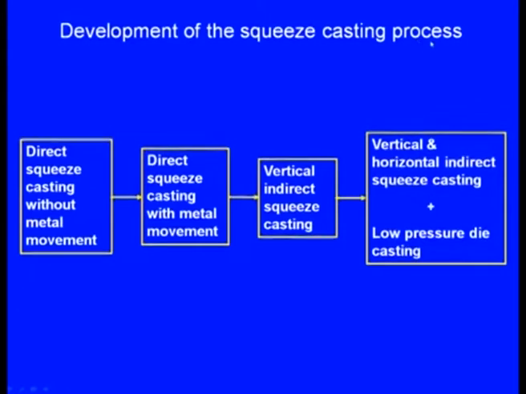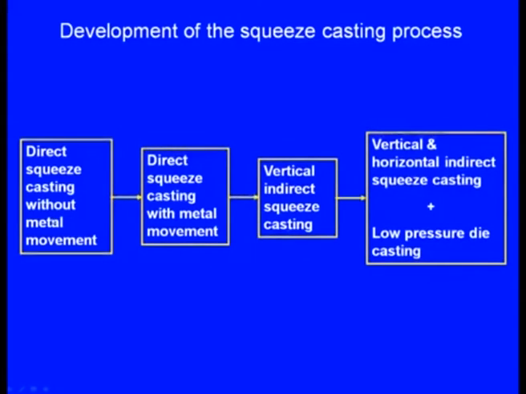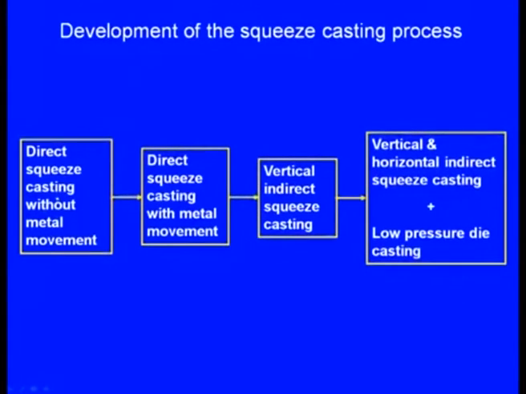Now, development of the squeeze casting process. What are the steps involved? We have seen that there are different types of squeeze casting process. One is the direct squeeze casting without metal movement, or direct squeeze casting with metal movement, and so on. What to use when? Here is the block diagram for the use of the different processes. First we can use the direct squeeze casting without metal movement, which means the ingots or the blocks are made where there is no metal movement.